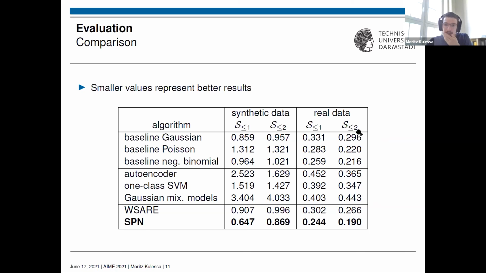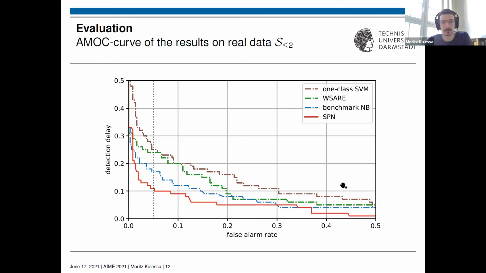Taking a closer look at the last line, where we have monitored the syndromes of length 2 or less, we also have plotted the AMOC curve to see the difference. As I said before, in our evaluation we only evaluated the partial area for a low false alarm rate. And in this curve, we can also see that our approach is better for higher false alarm rates.